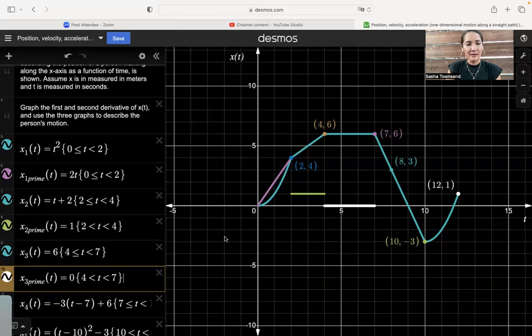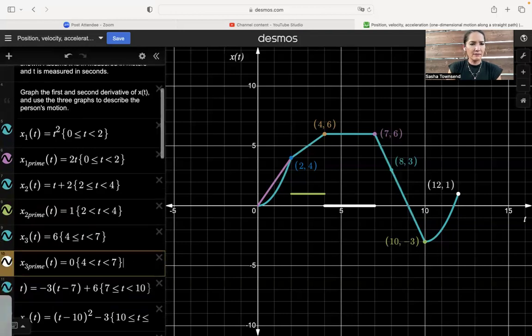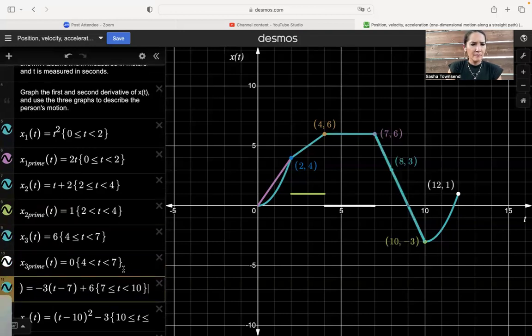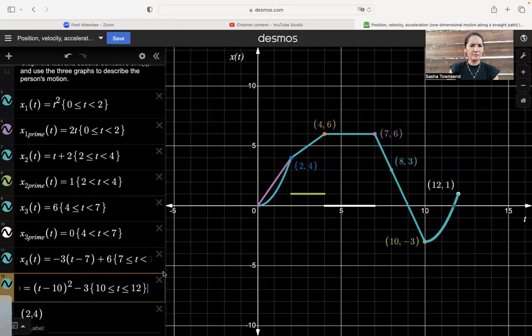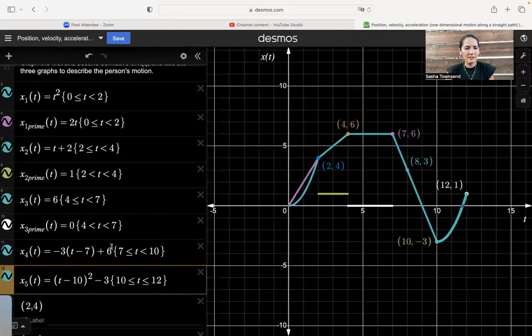And then on the interval from 7 to 10, we have the derivative of this quantity right here. Now, this might be interesting to you. The way I came up with this equation was the same way that I come up with the equation of the tangent line. So I wanted a line that passed through the point x equals 7, y equals 6, with a slope of -3.